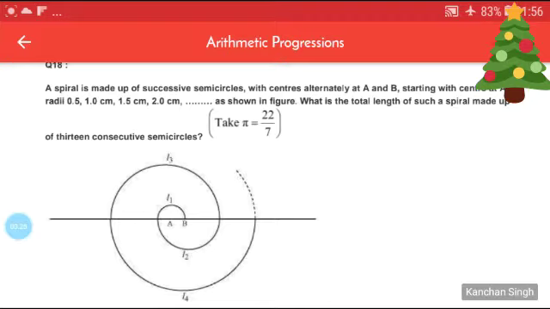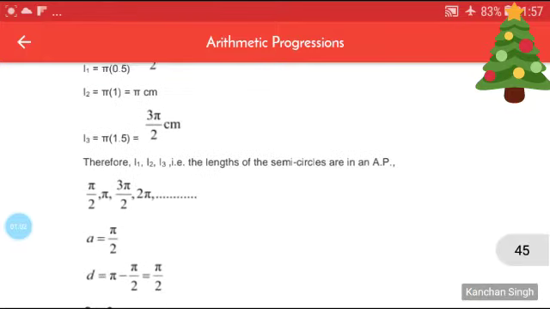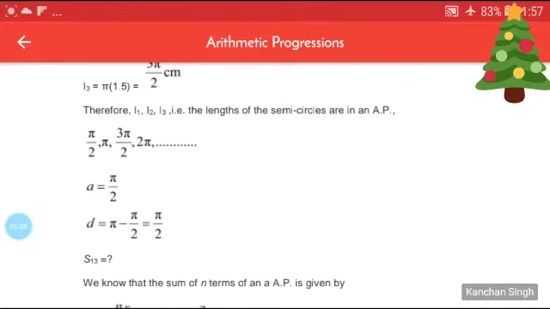Now see, for this we know the formula of a semicircle. So the semi-perimeter of a circle will be how much? Pi r. So L1 is pi by 2. Here L1 is pi r, so pi into 0.5, L2 is pi into 1, that is pi centimeter, L3 is 3 pi by 2 centimeter, like that. Therefore L1, L2, L3, the lengths of the semicircles, are in AP: pi by 2, pi, 3 pi by 2, 2 pi and so on.